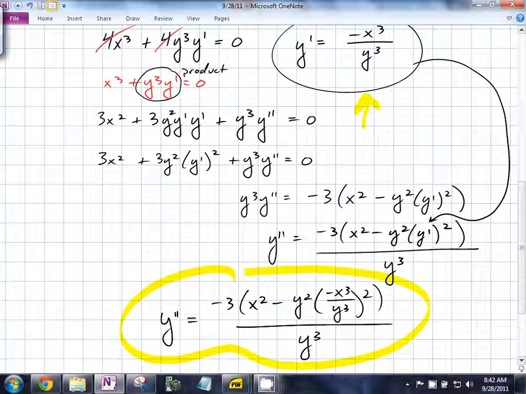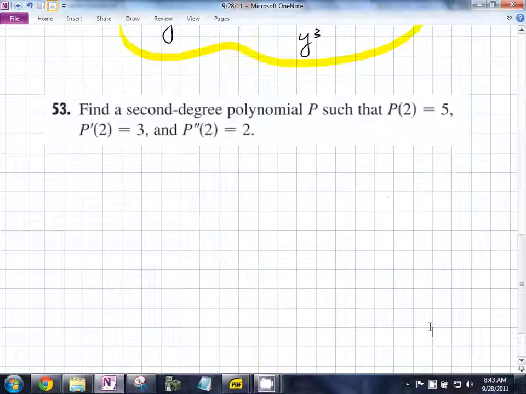On a multiple choice test, are they going to write it in terms of y prime? Probably not. They're going to write it in terms of x and y. Does that answer your question, Tina? Yeah. So be careful. It's a quadratic. Thank you. This is a quadratic.